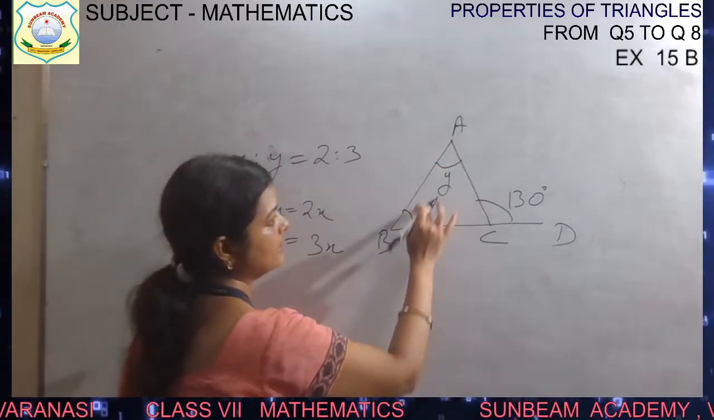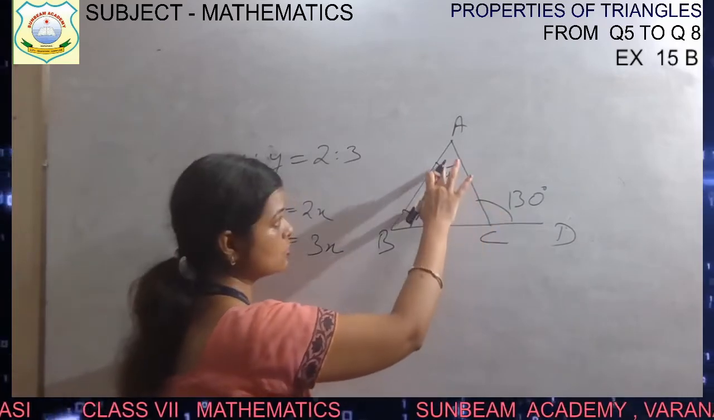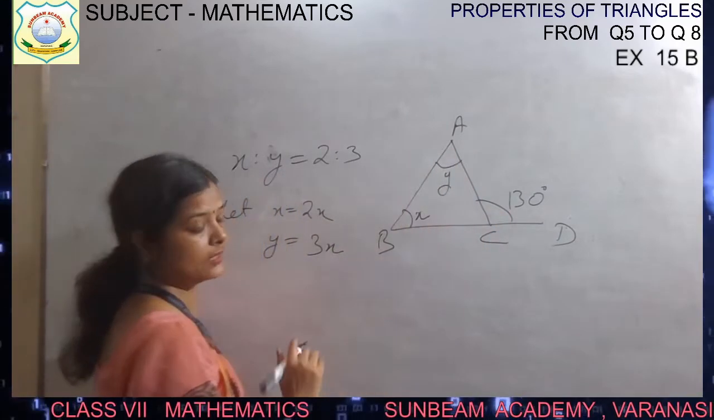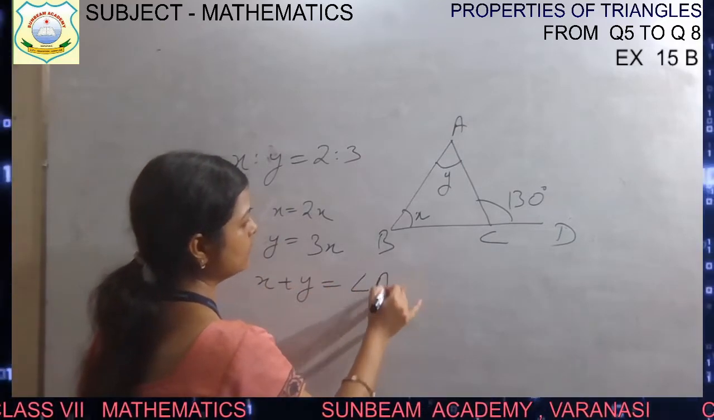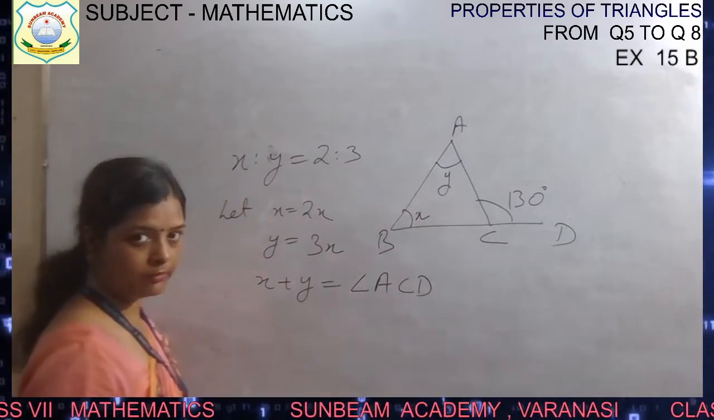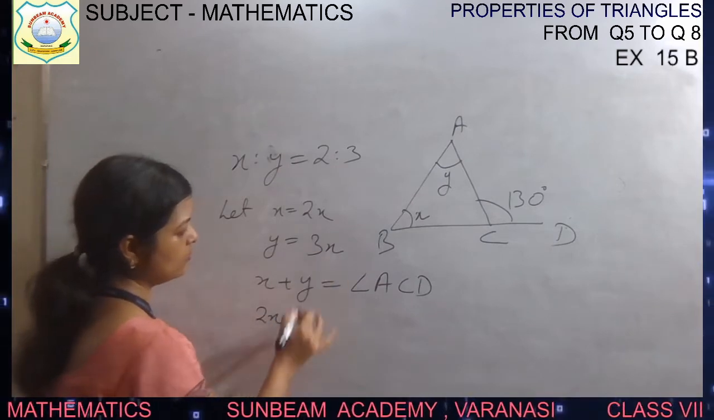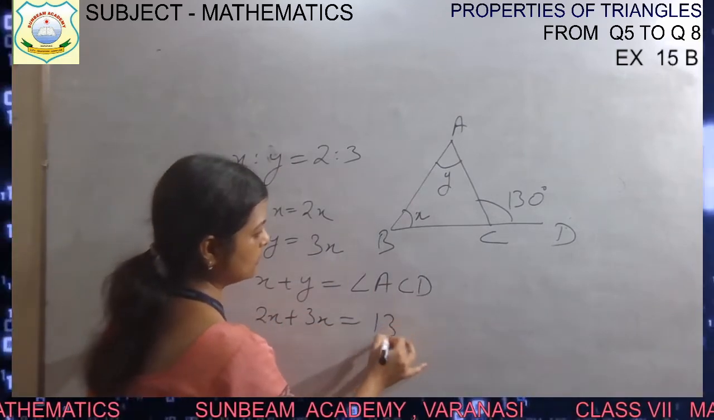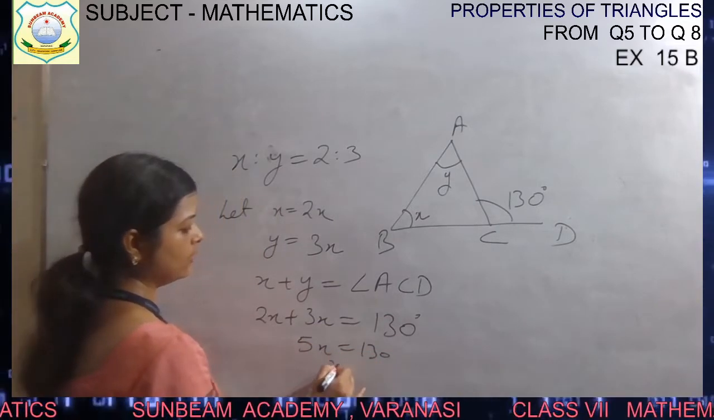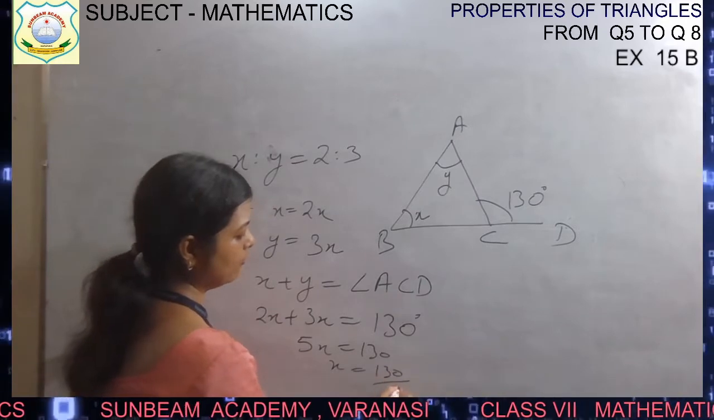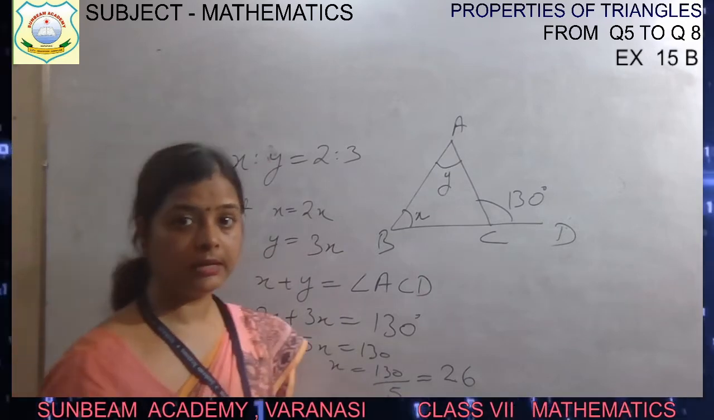Now these two are interior opposite angles for this exterior angle. For this exterior angle, these two are interior भी हैं and opposite angles भी हैं. So their sum x plus y will be equal to how much? Will be equal to angle ACD. X कितना है बेटा? 2x. Y is how much? 3x. That is equal to 130 degree. So we can find that 5x is equal to 130. X की value निकालो. X की value 130 by 5. So 5 2s are 10 and 5 6 are 30. 26 degree. X की value 26 degree.